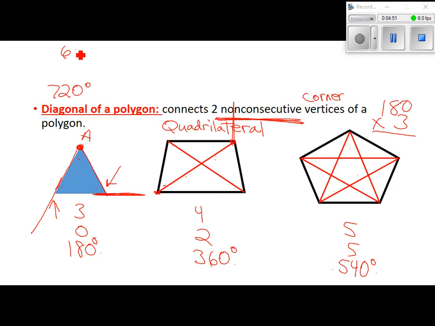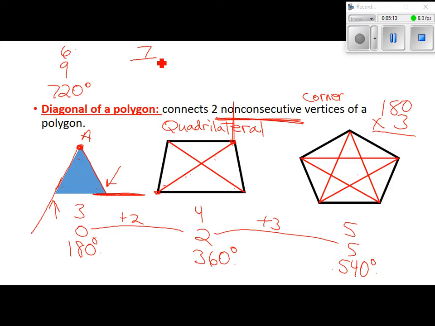Now to find the diagonals, look at how these diagonals went from 0 to 2, then from 2 to 5. So we went up 2 here, and we went up 3 here. If you see the pattern, we're probably next going to go up 4. So a 6-sided figure has 9 diagonals.